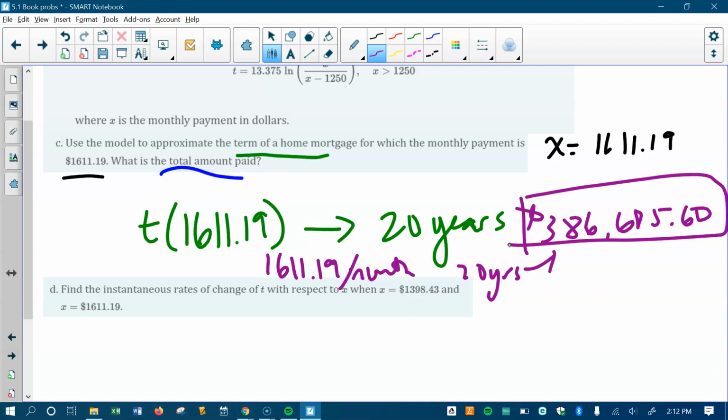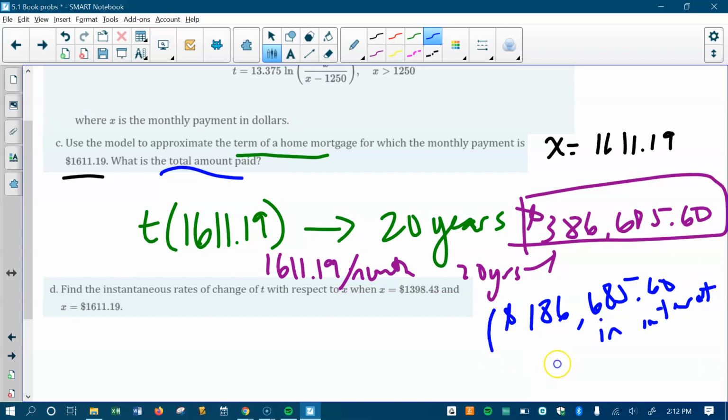Well, the conclusion should be pretty quick. It looks like for this one, we're going to have to pay only 186,685.6. The question isn't asking this, it's just giving you extra information. That's 186,685.6 in interest. Okay, so that's an interest, which means that's a way better deal.